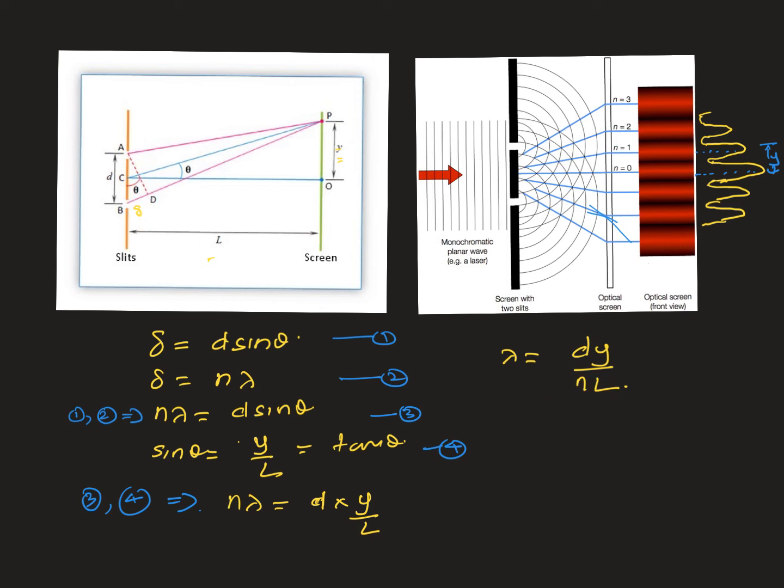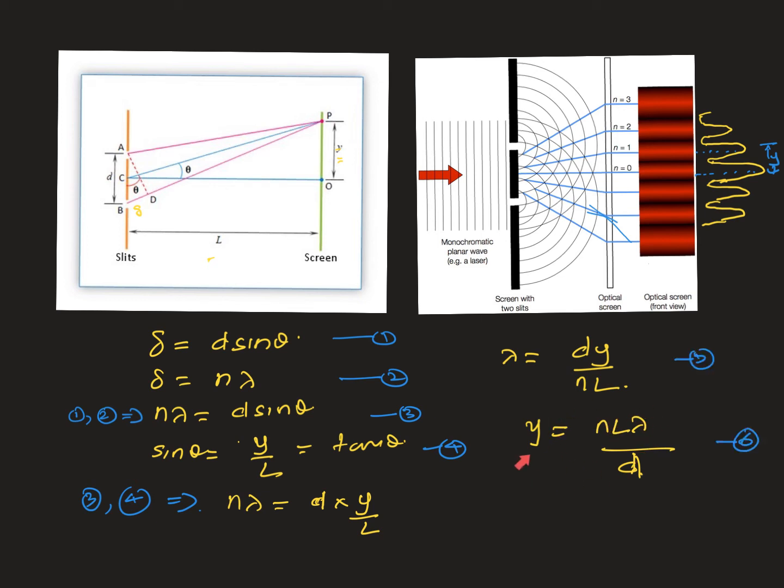So we can find the wavelength, and if you know the wavelength and want to find out y, then we can do that as well. So from here, we know y is equal to n L lambda divided by d. Depending on what is given and what we need to find out, we can always substitute the values in these equations and get the right answer.